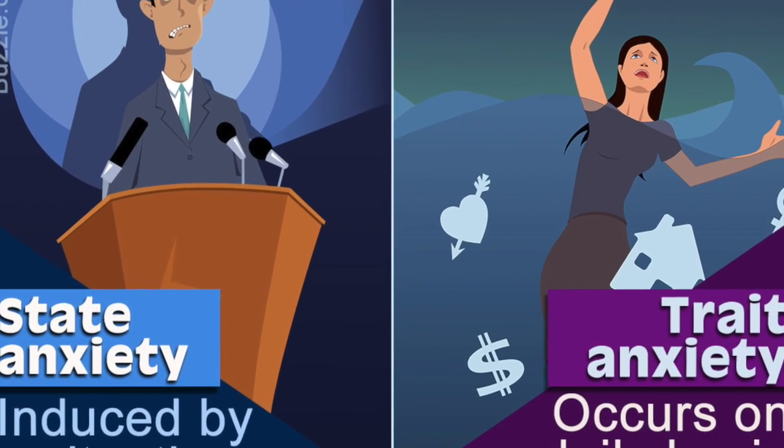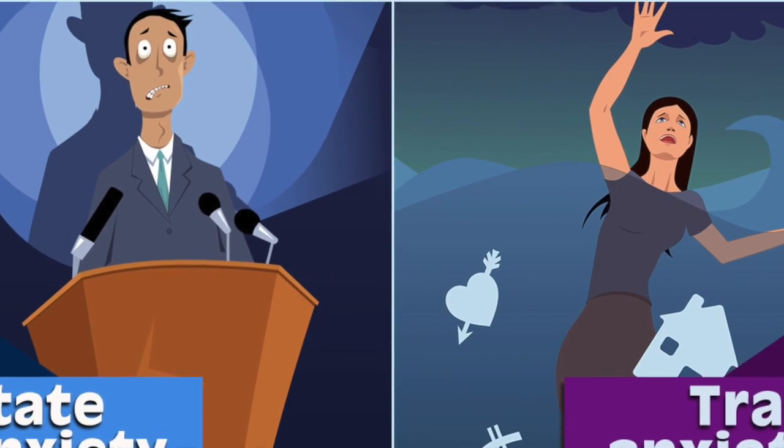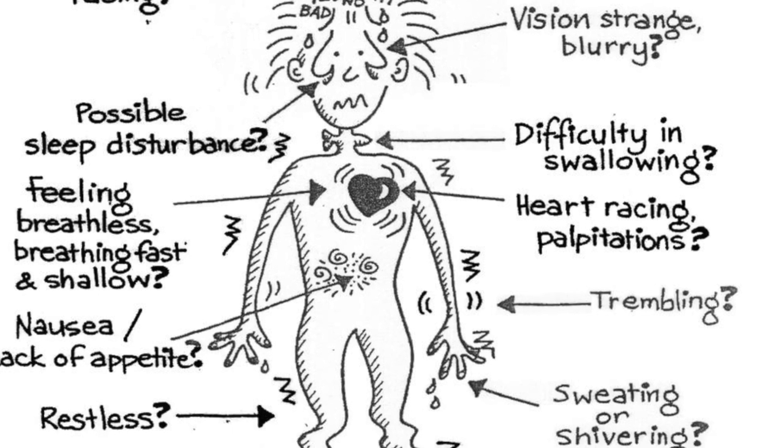Feelings of nervousness, worry, and oppression are associated with activation or arousal of the body. There are two types of anxiety, state anxiety and trait anxiety. State anxiety is the level of anxiety at a single point in time.